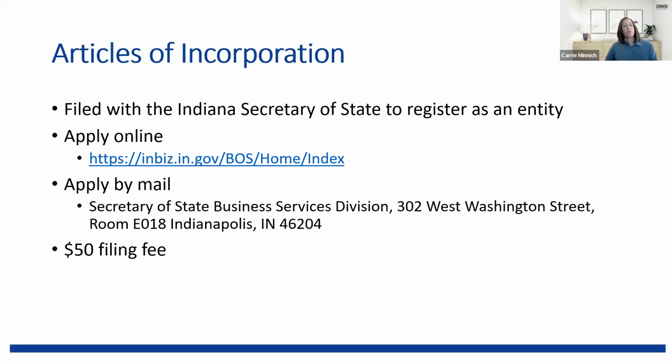Next is the Articles of Incorporation. Once an organization gets that EIN, they need to file with the Indiana Secretary of State to register as a nonprofit. This is before doing anything with the IRS; we first need to register with the state. We can do this online or by mail, and there is a filing fee. All of you who have already been incorporated have already filed these with the Secretary of State.